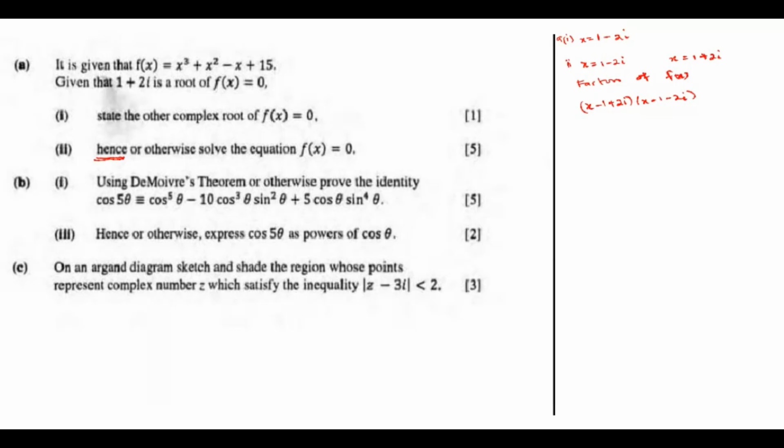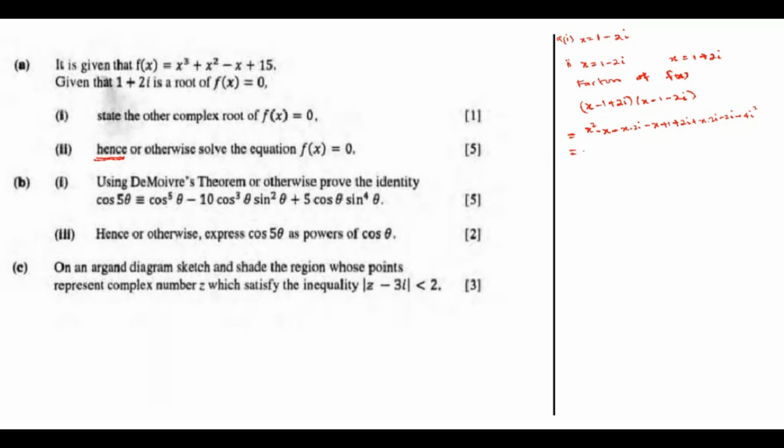So it means we are going to have x squared minus x multiplied by 2i, then minus x plus 1 plus 2i, plus x 2i, minus 2i, minus 4i squared.